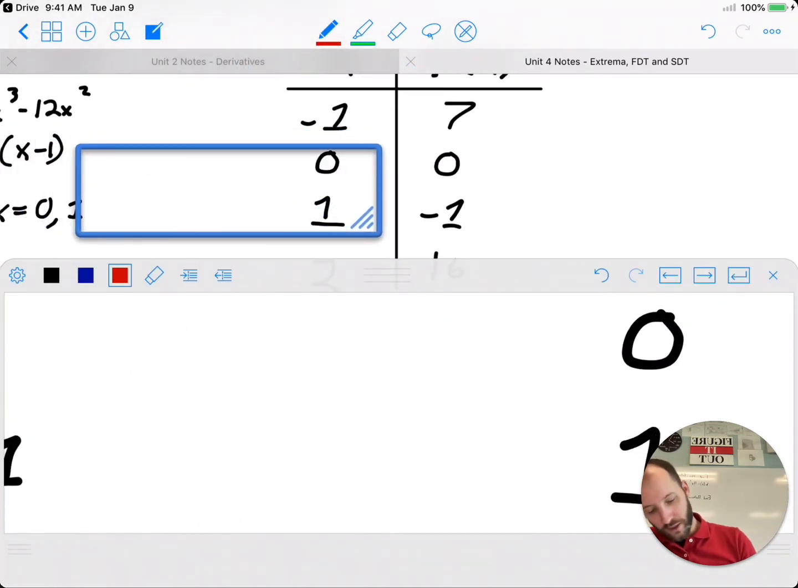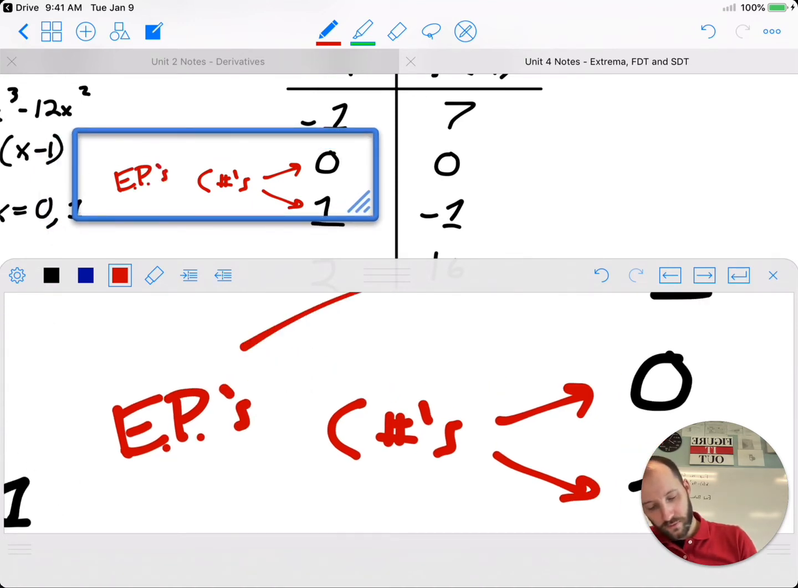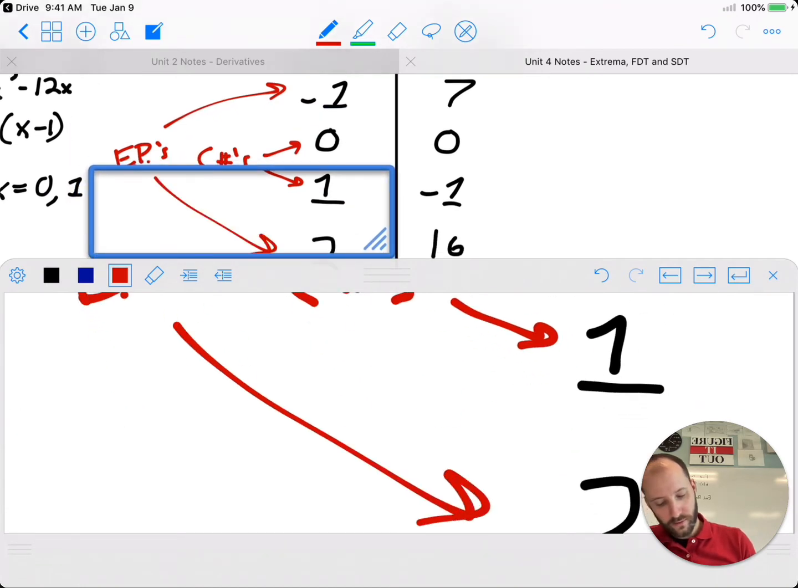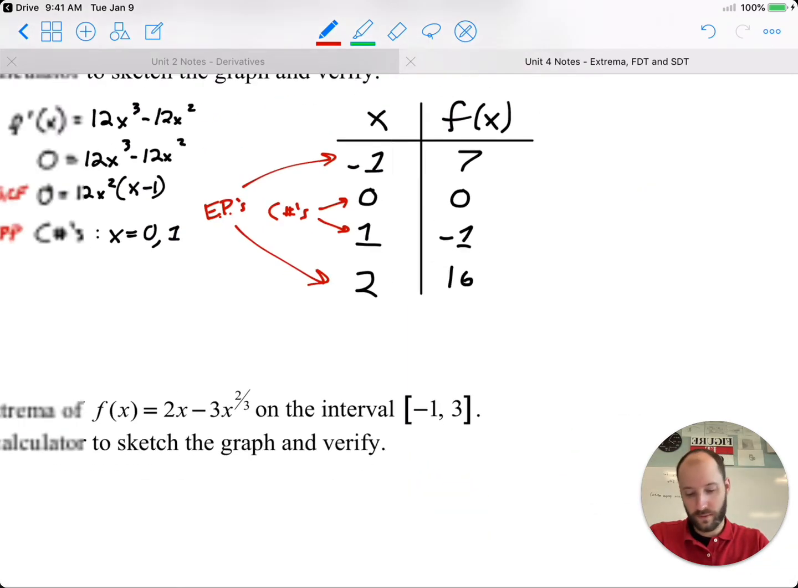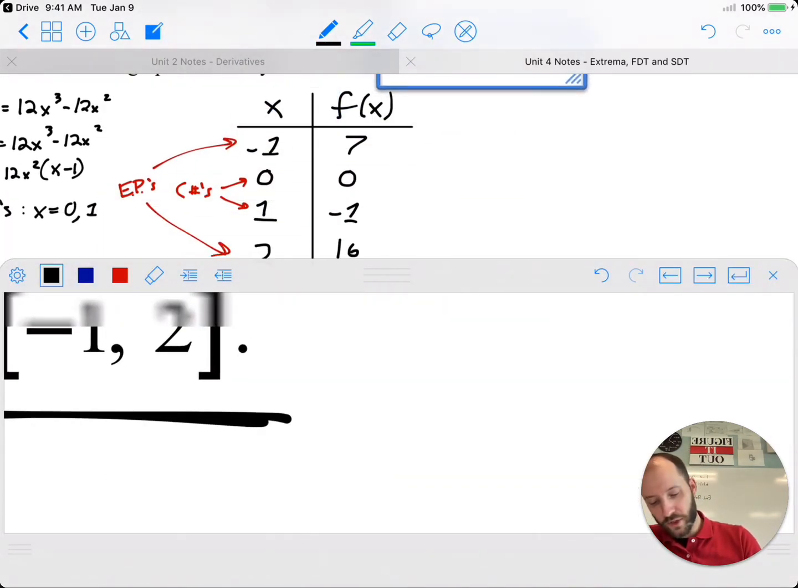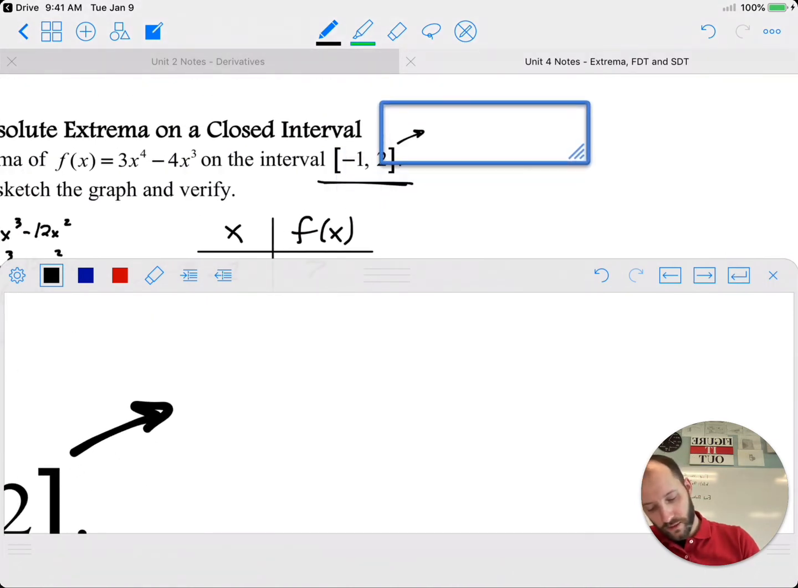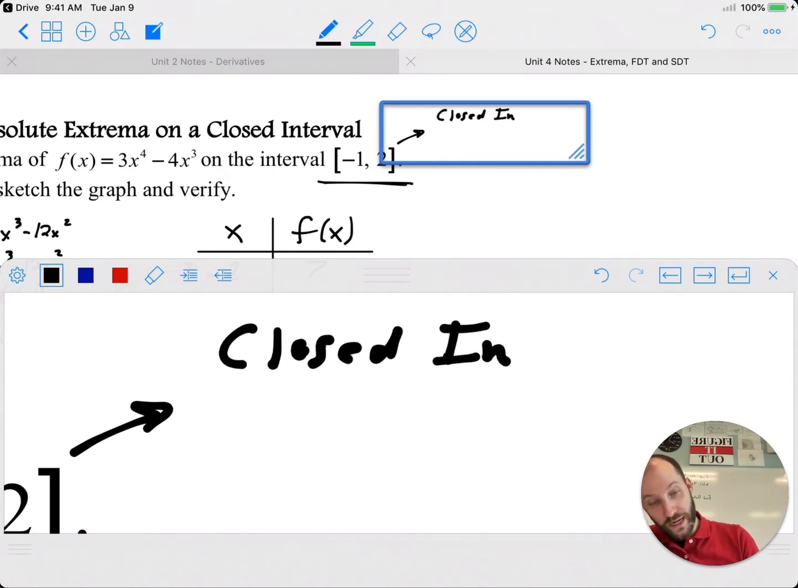So we have our critical numbers here and here, 0 and 1. And then because we're finding absolutes, testing our endpoints also, up there and down here. So remember, with the closed interval, you're finding absolutes. Don't forget, closed interval. You want to test your endpoints also.